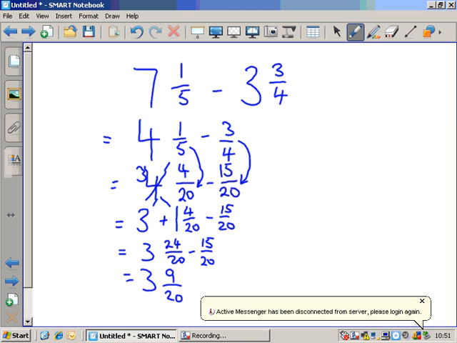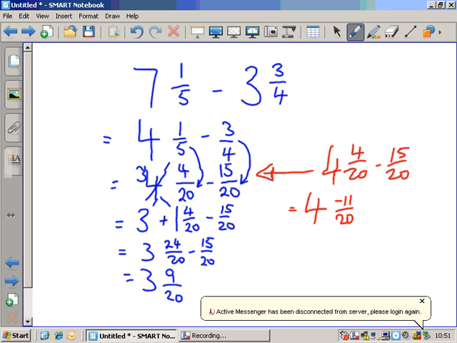Let's see how that works the other way. Let's just work from this section here. So we had 4 and 4 over 20 minus 15 over 20. Well, let's use our negative numbers. What's 4 minus 15? 4 take away 15 should be negative 11. So negative 11 over 20.